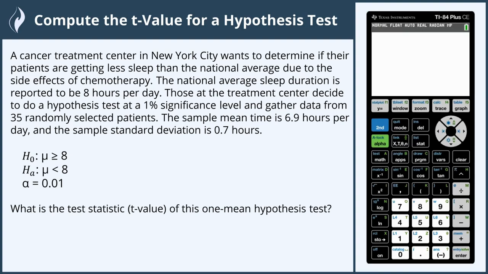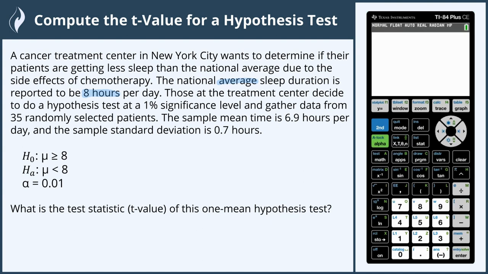Hi everyone! In this video, we will compute the t-value for a hypothesis test. A cancer treatment center in New York City wants to determine if their patients are getting less sleep than the national average due to the side effects of chemotherapy. The national average sleep duration is reported to be 8 hours per day.